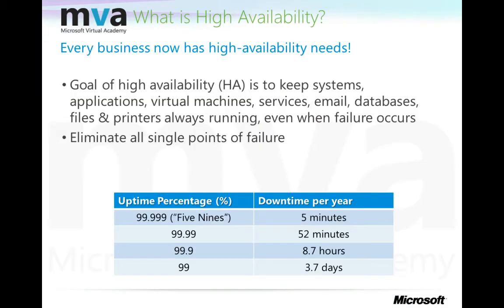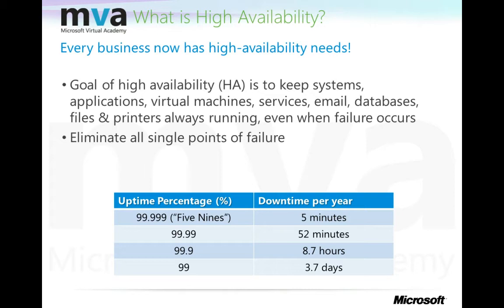So what exactly is high availability? Well, high availability means that our critical systems and servers are kept up and running. The goal of high availability is to provide these services all the time, known as continual availability, and to eliminate every single point of failure.